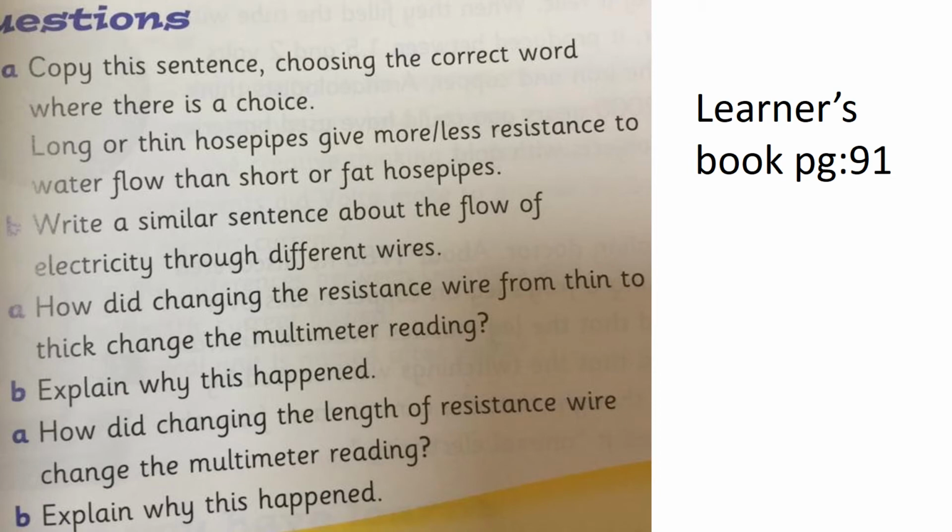Now we are working on page number 91 in the Learner's book. They said copy this sentence choosing the correct word where there is a choice. Long or thin hose pipes give more or less resistance. What is this? Now this is your work to think about. Long. If it is long, it gives us more resistance. So my main focus is this, right?